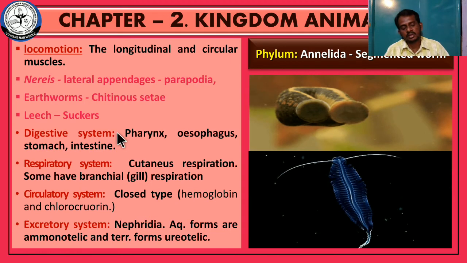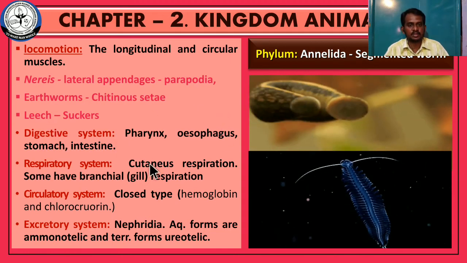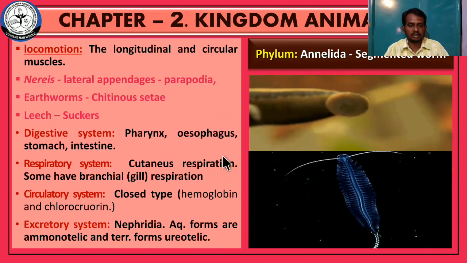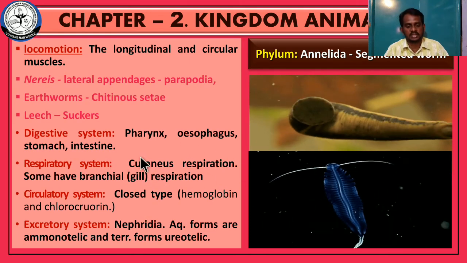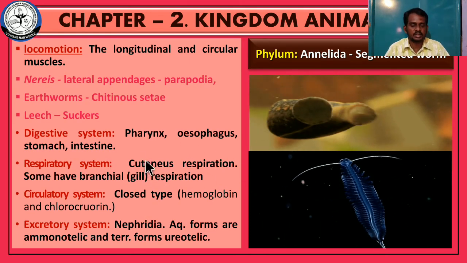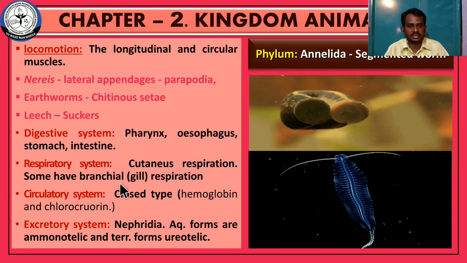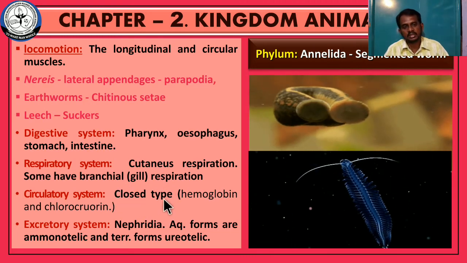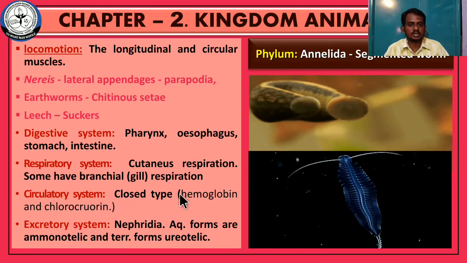And in the digestive system, a well-developed digestive system is seen. And respiration: in earthworm, cutaneous respiration takes place. That means the respiration takes place through the skin. For the first time, the circulatory system appears in this group. The circulatory system is closed type.